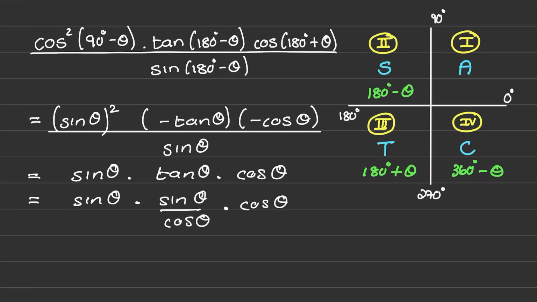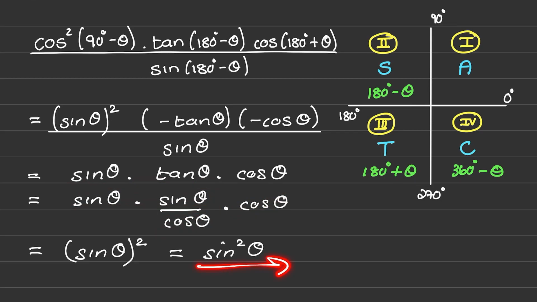Now I use the identity where tan theta can be written as sine over cos theta. That will help me to cancel out cos thetas. So I'm only left with sine times sine theta, which is the same as saying (sine theta) squared, and when we write it appropriately, it's sine squared theta. And that is our final answer.